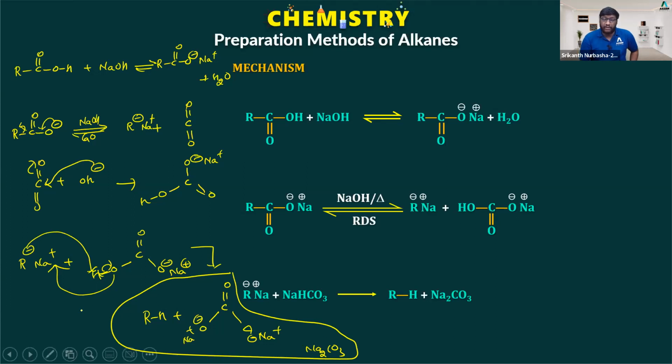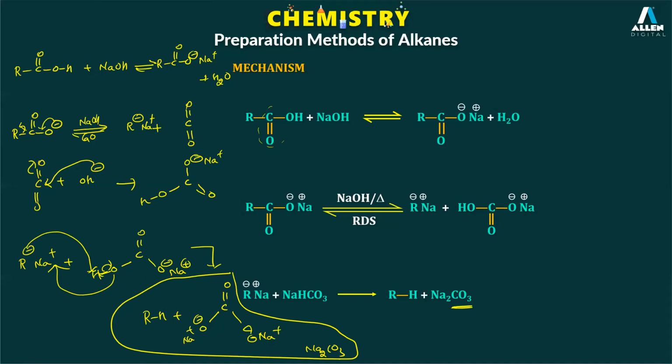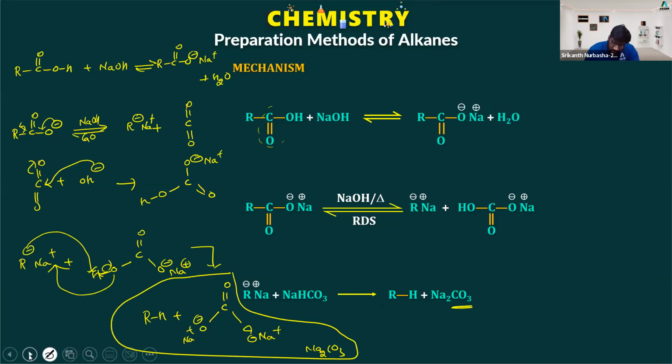You have to understand this point carefully. Why I am saying this is that the carbon dioxide is not removed in the form of CO2. The CO2 has been converted to CO3 2 minus in the total course of the reaction. So NaHCO3 reacts with R minus Na plus to form Na2CO3. Is that clear, students? Yes, sir. The carbon of the carboxylic acid is lost in the form of CO3 2 minus ion, not simply as CO2. It is lost in the form of CO3 2 minus ion.